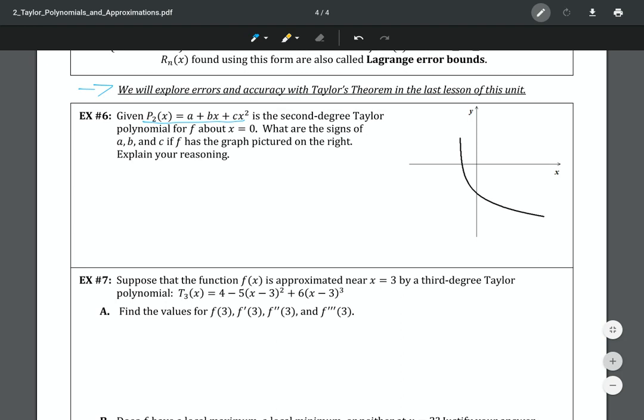Given to us is a second degree Taylor polynomial. All right, so we know it's a second degree Taylor polynomial, which approximates whatever this function is. Now it tells us, what are the signs of A, B, and C? Notice that A, B, and C are up here. If f has the graph pictured on the right, explain your reasoning. All right, so let's think about it for just a second.